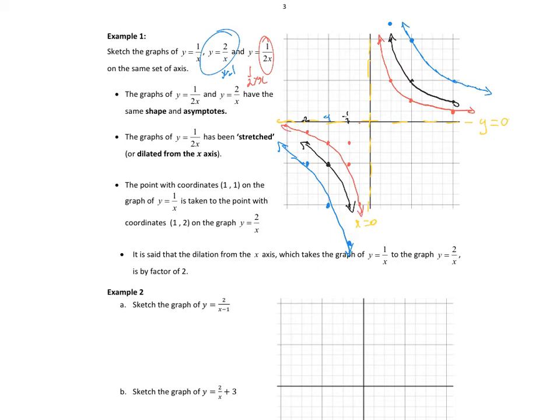So the key is, it's always going to have the same shape. So we'll talk about these as dilations, dilated from the x-axis. If we dilate from the x-axis, it means that every y value gets multiplied by the factor. So here I have 2 times 1 on x, so each y value is multiplied by 2, so every point has been stretched up. Here we're multiplying by a half, so every point is half closer.